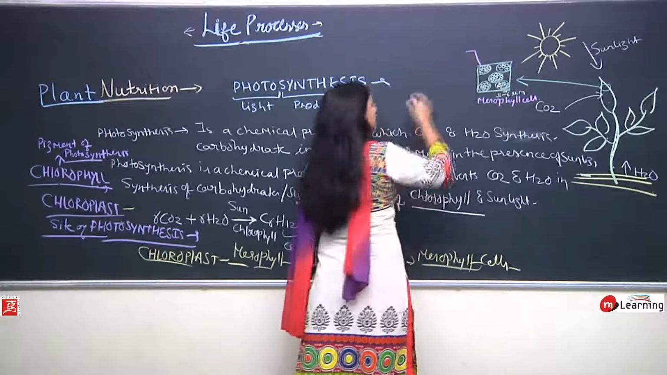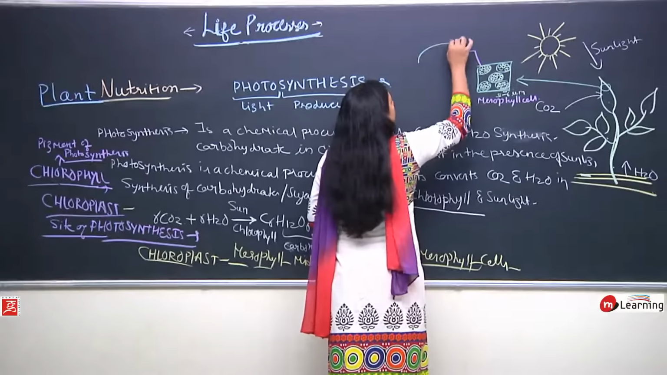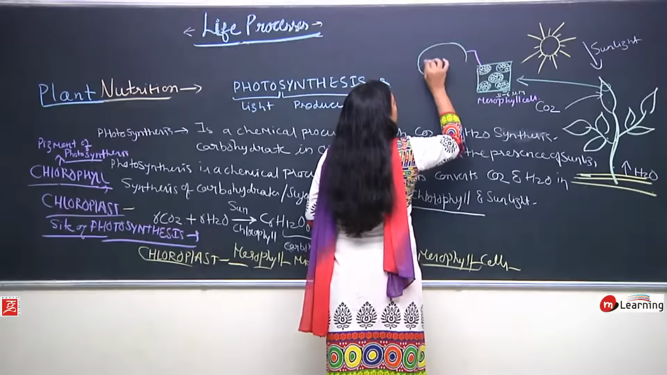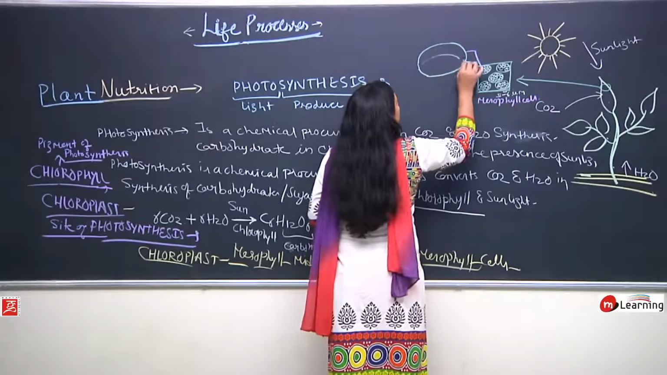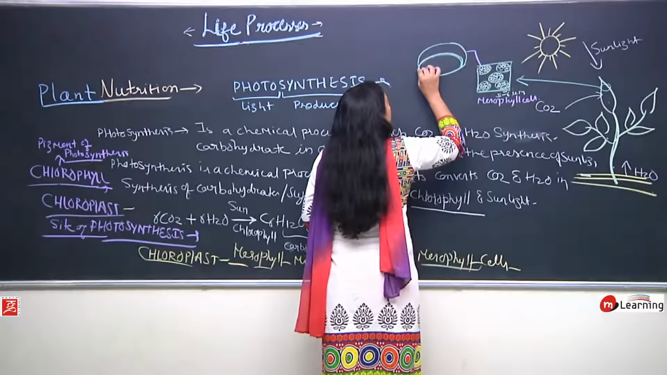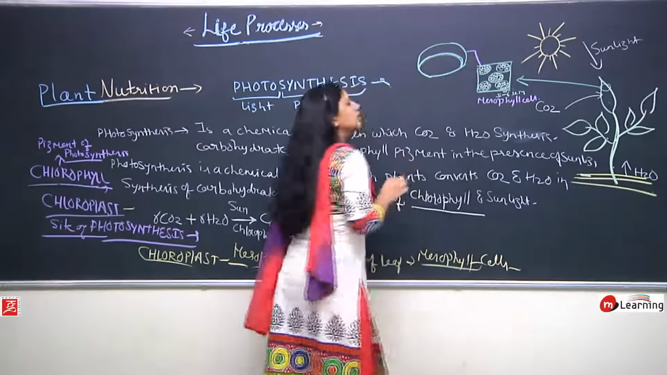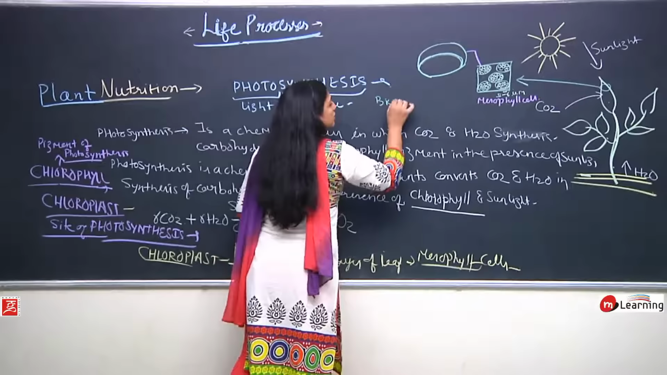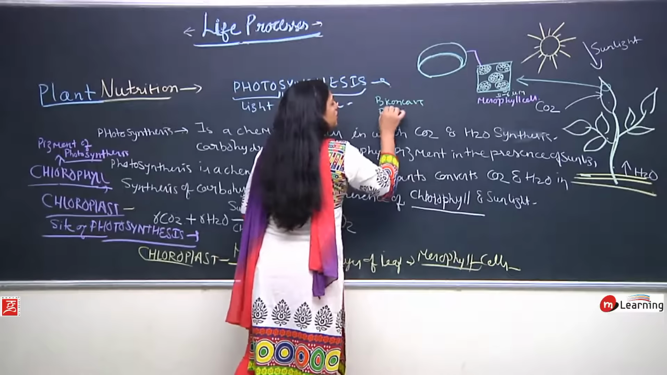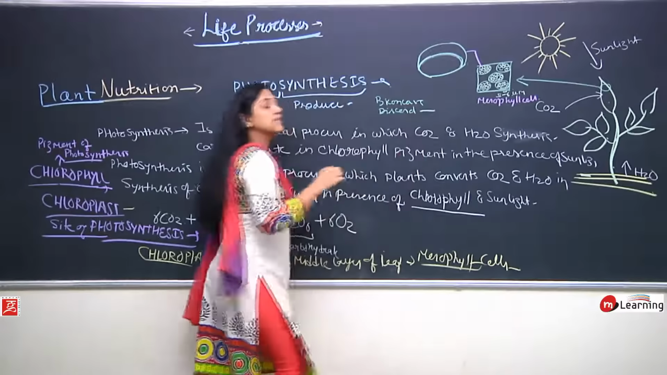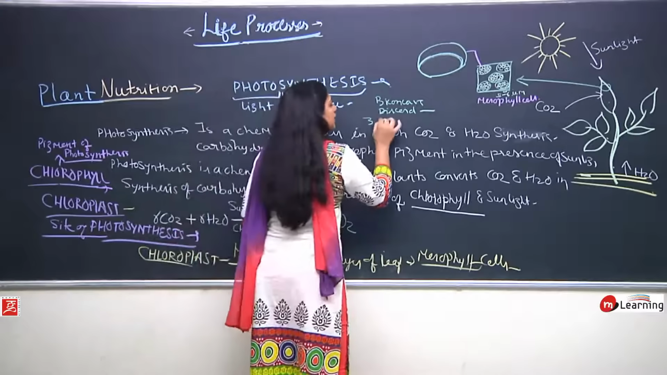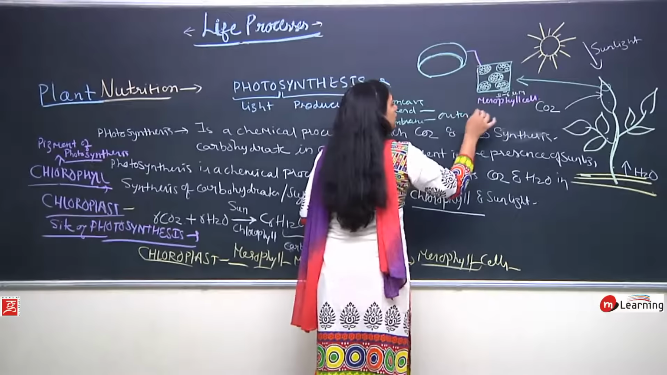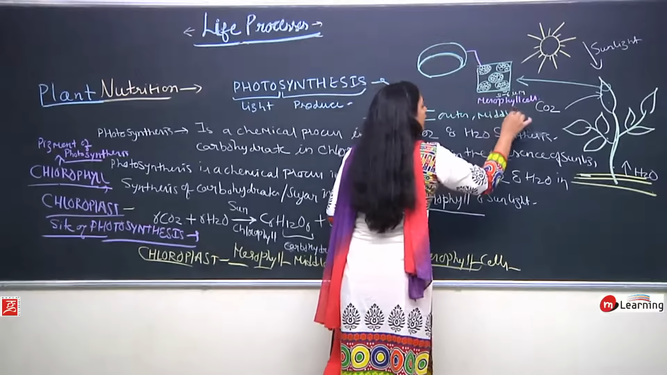Then if we see one chloroplast like this, a chloroplast is there, and it is a discoid structure, a biconcave structure. The chloroplast is a biconcave, discoid shape. It has 3 membranes, which are called the outer membrane, middle membrane and inner membrane.